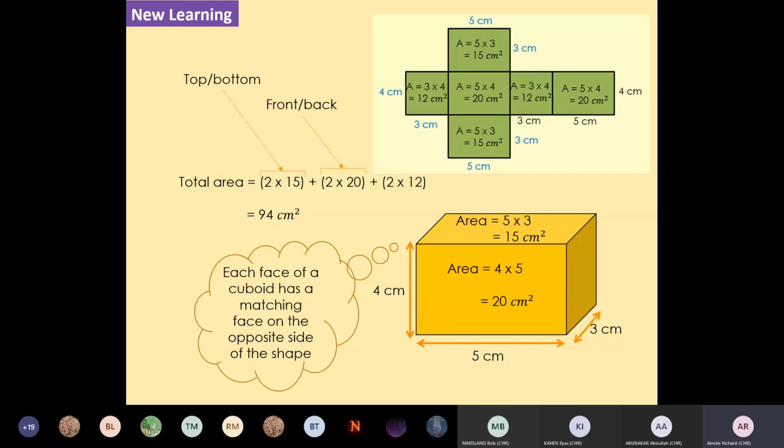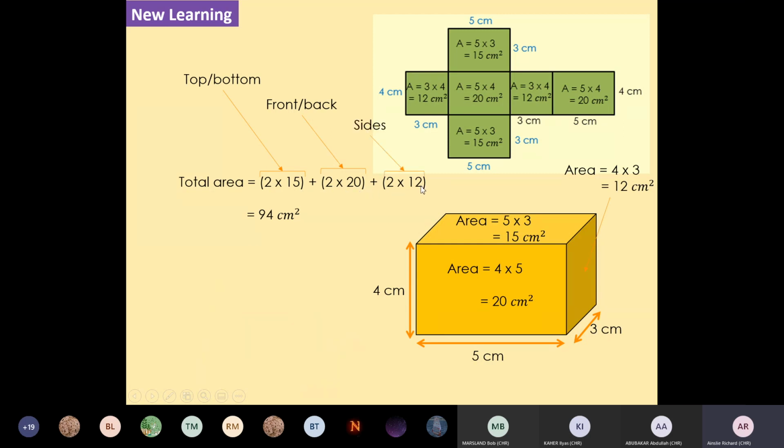Yeah, just so I'm labeling the sides there so you can see where all this information has come from. So 2 lots of 15, 2 lots of 20, and 2 lots of 12. So the sides, top, bottom, and front and back. And that is called finding the surface area of a cuboid. Finding the area of all 6 sides and adding them together.